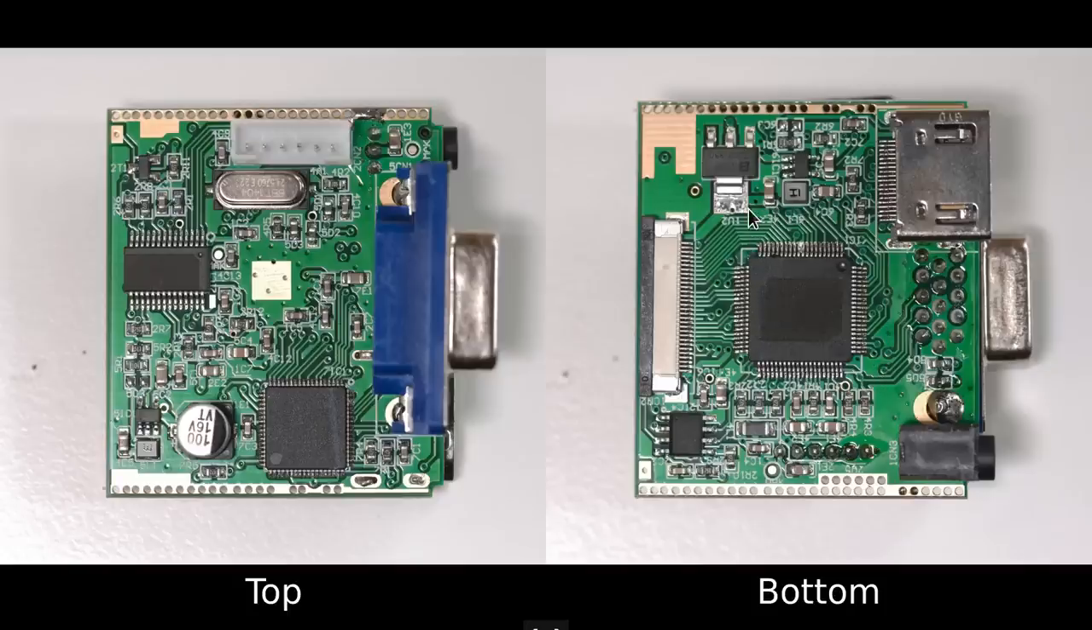And then all that we have up here is a bit of power conditioning. And then down here, this chip is not lasered, but it's also unmarked. But I think it's pretty safe to assume that it looks like it's just an I2C EEPROM that's used to store the user configuration as you change things in the menu.